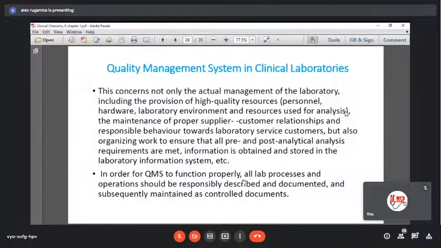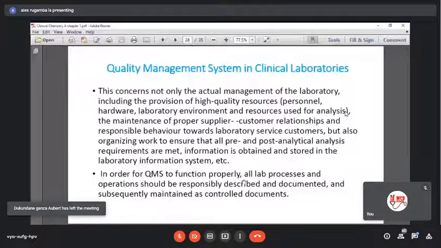So here is the quality management system in a clinical laboratory. This concerns not only actual management of the laboratory, but inclusion of high quality resources. For high quality management of the laboratory, you need enough materials, you have to create a good environment within the lab, like a social environment, you have to provide salaries and incentives, and you also have to maintain the proper measurement system or quality management system to function properly.